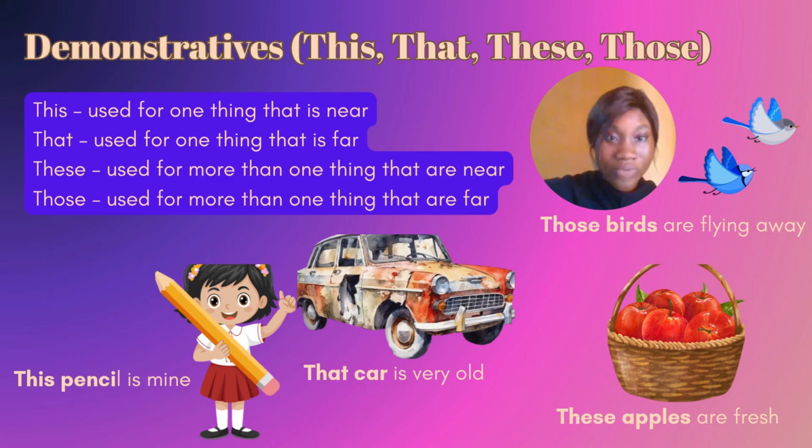That car over there is old. That car is very old, it's far from me, so I have to point to the car I'm talking about. Now these apples are fresh, more than one apple. They are close to me. So these apples, they are fresh.